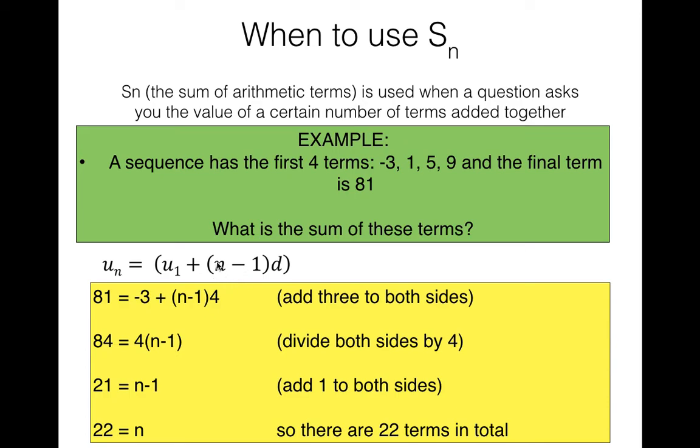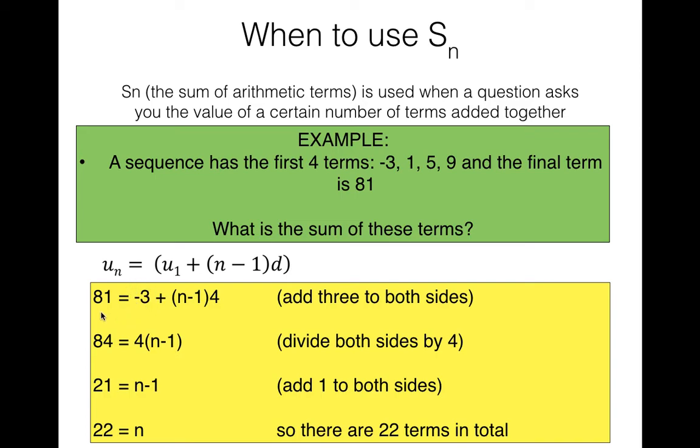Now I don't know what n is at the moment, so I'm leaving that there. n minus 1 multiplied by d, which I've worked out is 4. So I'm putting 4 in here. And I'm just going to rearrange my equation. So I can move this -3 to the other side by adding 3 to both sides. That gets rid of this -3.